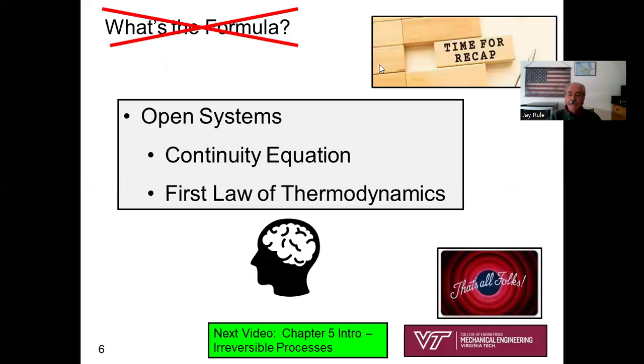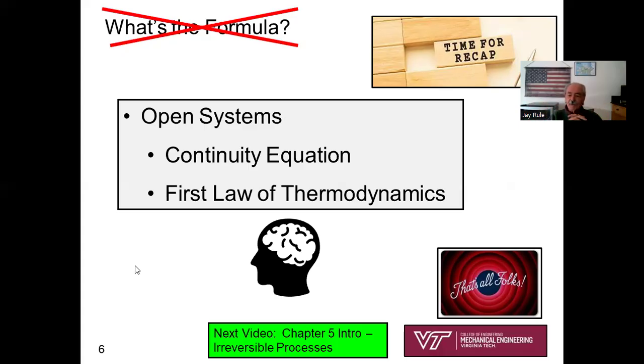So here we are. Let's recap. And the title of my recap slide is, what's the formula? Well, I hope I'm trying to convince you that if you come to depend on a formula sheet, a lot of specialized formulas applying to this and that and the other thing, that's going to be a losing proposition. It's going to hurt you in terms of time management and hurt you in terms of really fully understanding the fundamentals of thermodynamics. So chapter 4, we look totally at open systems only.